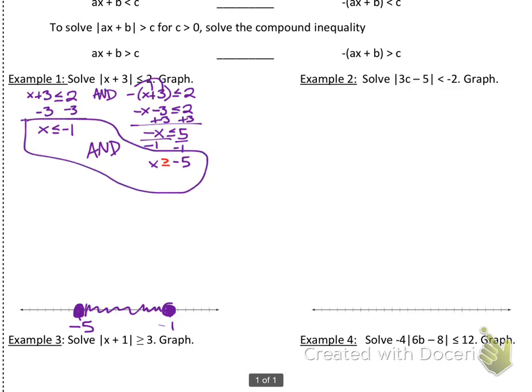All right, now let's look at this. Solve: the absolute value of 3c minus 5 is less than negative 2. Now, is it isolated? Yes, good. Moving on. Reasoning. You have to reason about what is going on here. This is saying that a distance is going to be a negative number. Is that possible? No, it is not possible, because all of our absolute values end up being a positive number. They have to be positive. So you're never going to get a negative number, so this automatically has no solution.